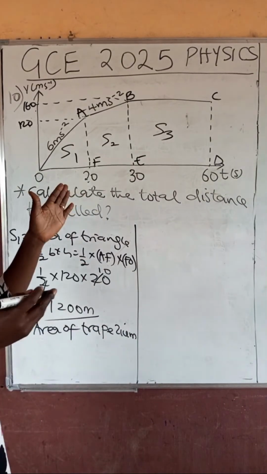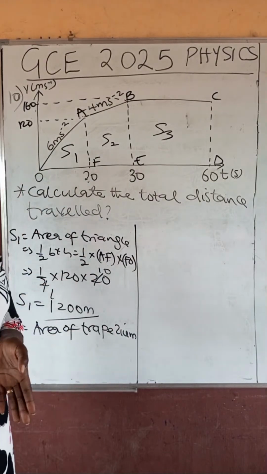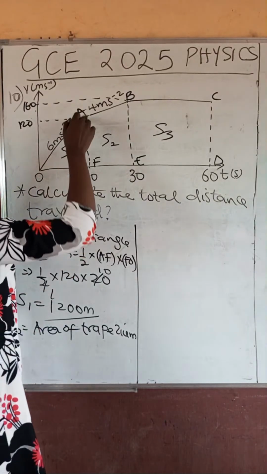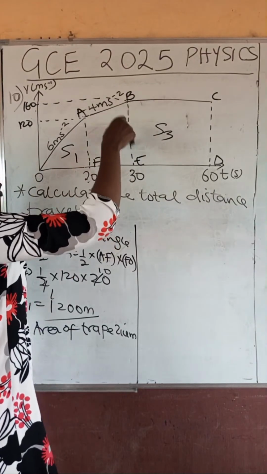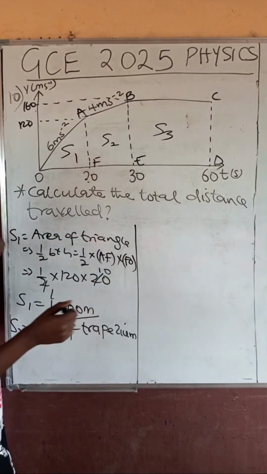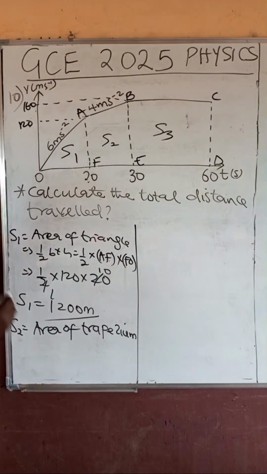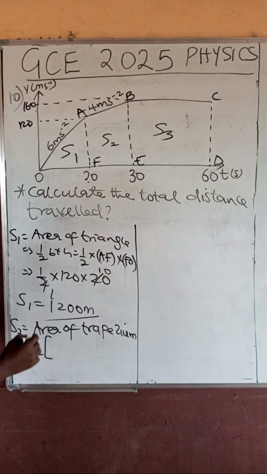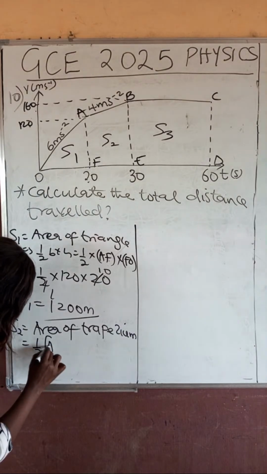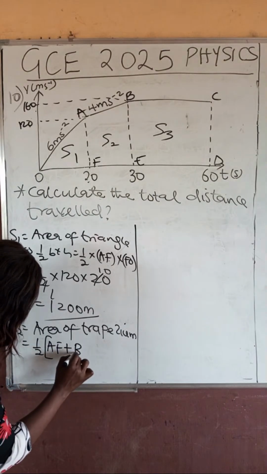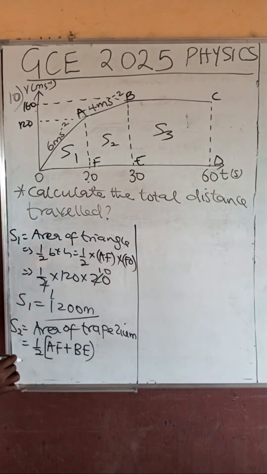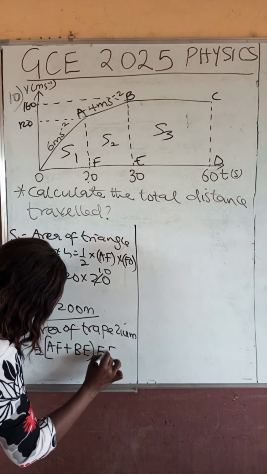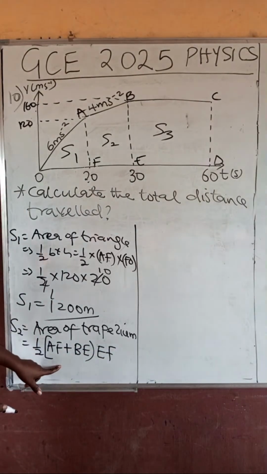This trapezium is bending, like one side is removed. These are the two bases, AF and BE. The height is EF, right? So the area is half bracket AF plus BE, okay, bracket EF. Now that is the formula.